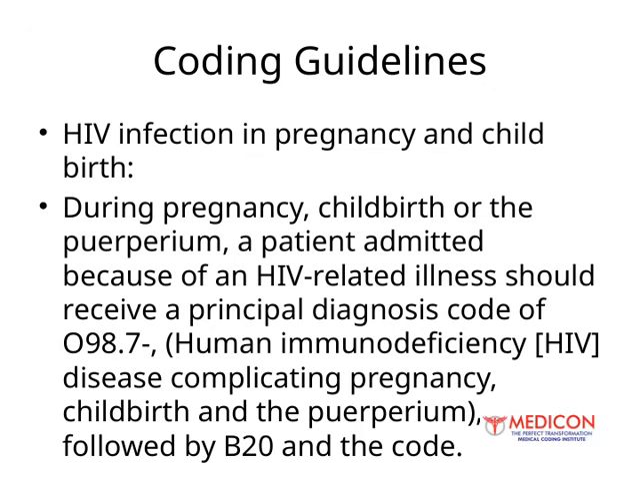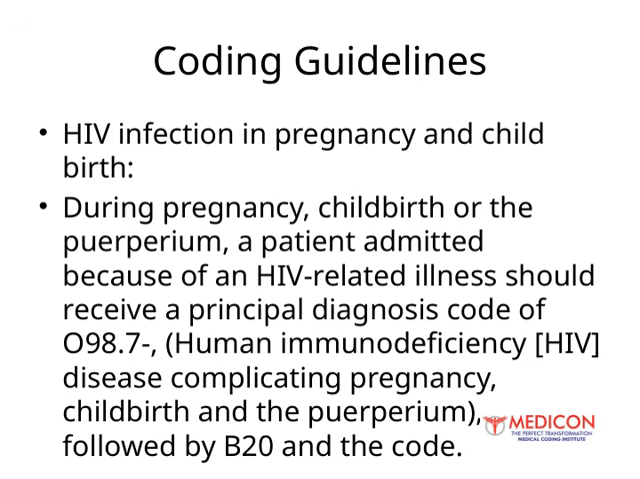Now, let's talk about the coding guidelines related to HIV infection during pregnancy and childbirth. When a patient is admitted because of an HIV-related illness during pregnancy, childbirth, or the puerperium, it's important to assign the correct diagnosis codes. The principal diagnosis code in this situation should be 0987, which indicates human immunodeficiency or HIV disease complicating pregnancy, childbirth, and the puerperium. Following that, you should include the B20 code, which specifically identifies HIV disease.